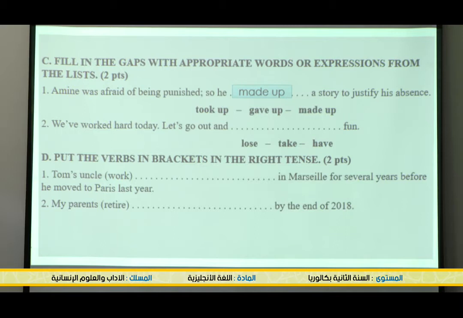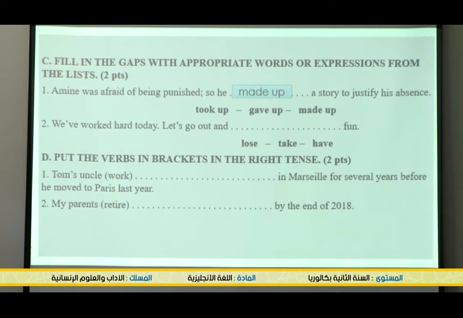Number 2, we've worked hard today, let's go, and we have gap and fun. And you have three options here. You have lose, take, and have. Okay, so we need a verb which collocates with fun. So we need a collocation here. Okay, and remember that a collocation is two words which always go together. So which collocates with fun?